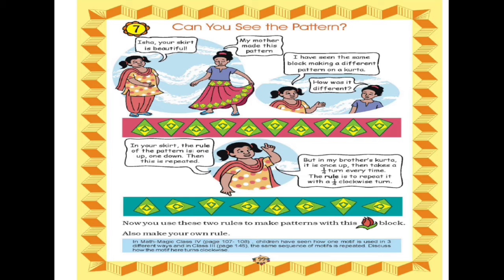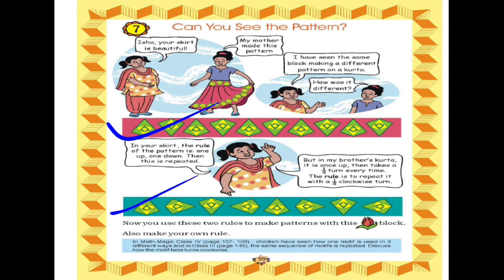I hope this is clear. Now let's see ahead. Now you use this rule to make patterns with this block. Also make your own rule. Now by using this rule, we have to make the pattern of this block. So how will you make it? First you will make the pattern by using this rule. After that, second, you will use this rule and make the pattern. So this will be your homework.